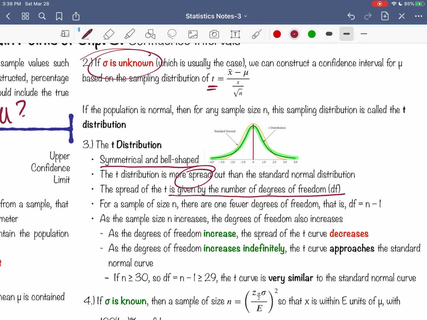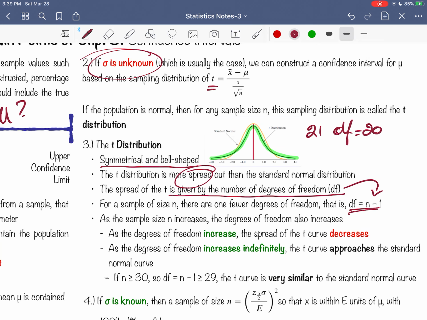So you have an infinite number of these curves, and each curve is determined by its degrees of freedom. And this degrees of freedom is equal to n minus 1. And so if you have a sample size of 21, then degrees of freedom are equal to 21 minus 1, which is 20. And so when you're looking up the values in a T-distribution, you have to know what the degrees of freedom is.